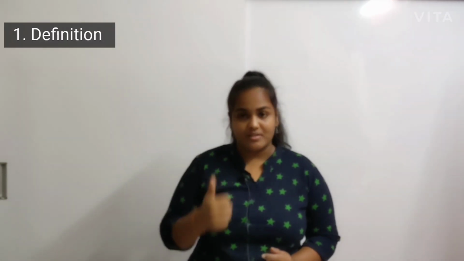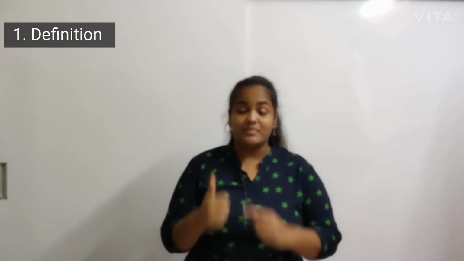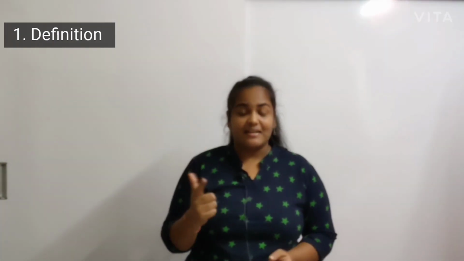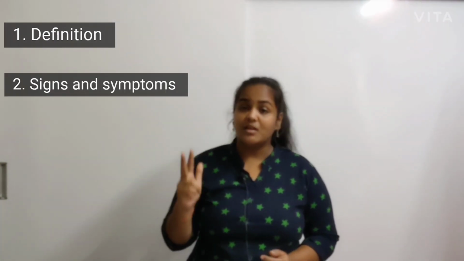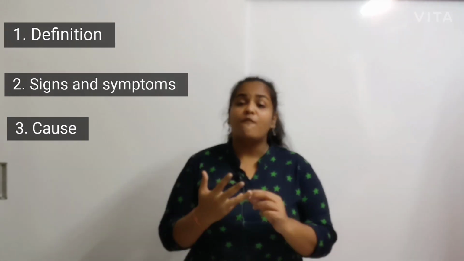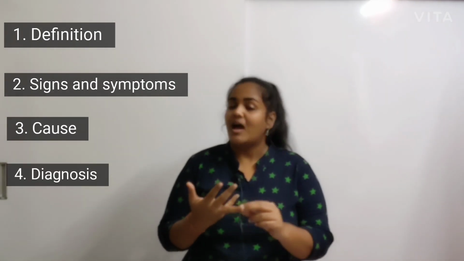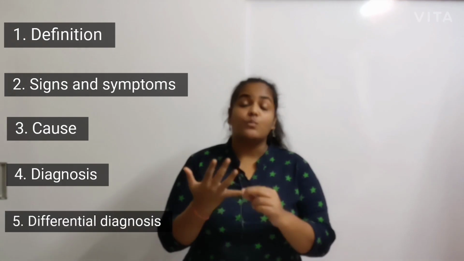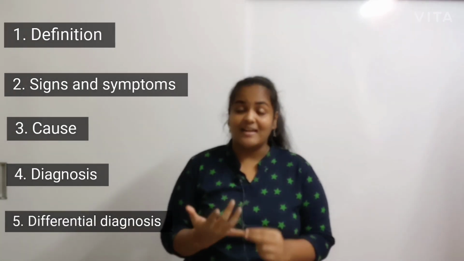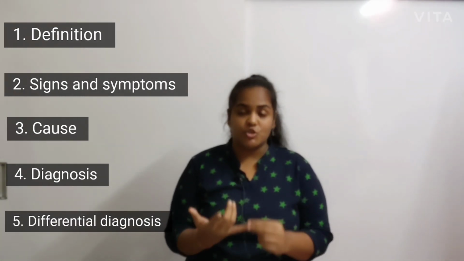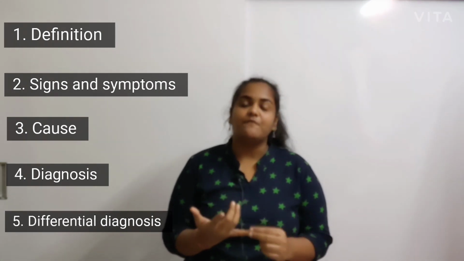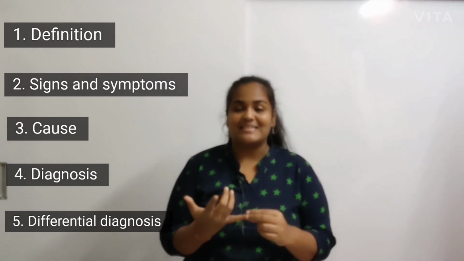Alright, so I have divided this video into 5 major categories. First is what is athlete's heart or athletic heart syndrome, that is the definition of it. Second are your signs and symptoms. Third will be the cause behind it. Fourth will be your diagnosis, how it is diagnosed. And fifth will be your differential diagnosis, that is, which is the disease which should always be differentiated if you are ever considering it's an athlete's heart. Alright, so now we'll go for the first topic.